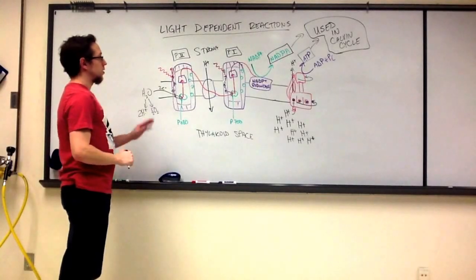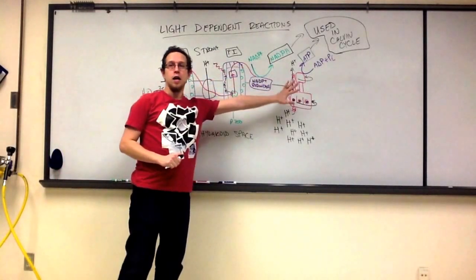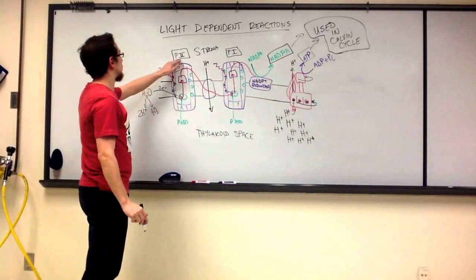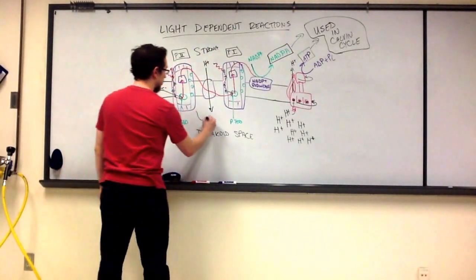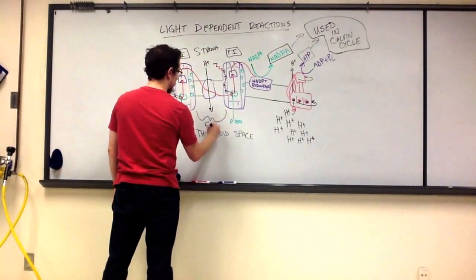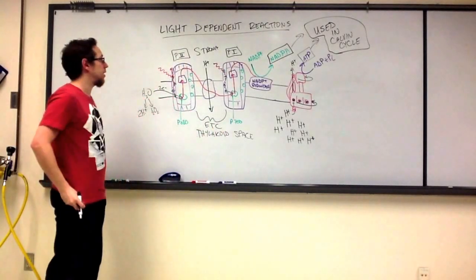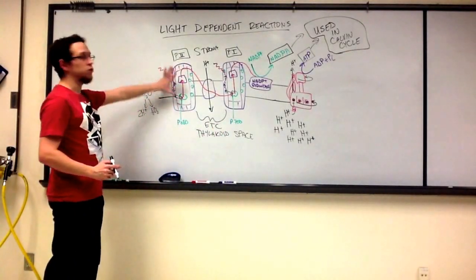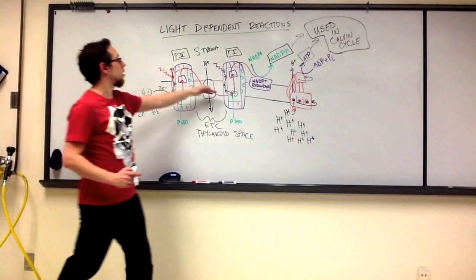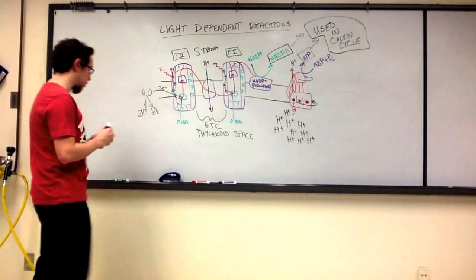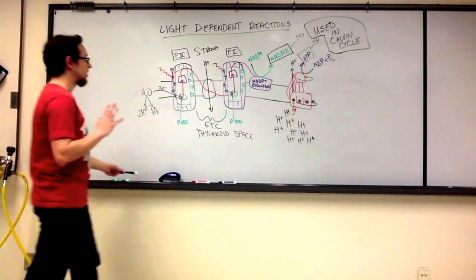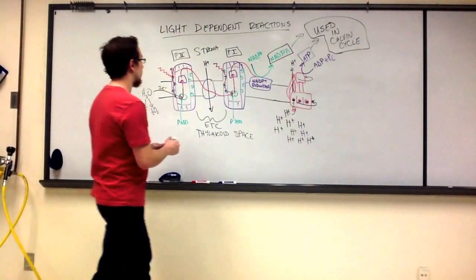Now, what I've drawn on the board currently, using photosystem 2 and photosystem 1 along with the ETC, is an example of linear electron flow. The electrons start over here, and they flow in a linear fashion over to here. But there's a second kind of electron flow, and it's called cyclic electron flow.